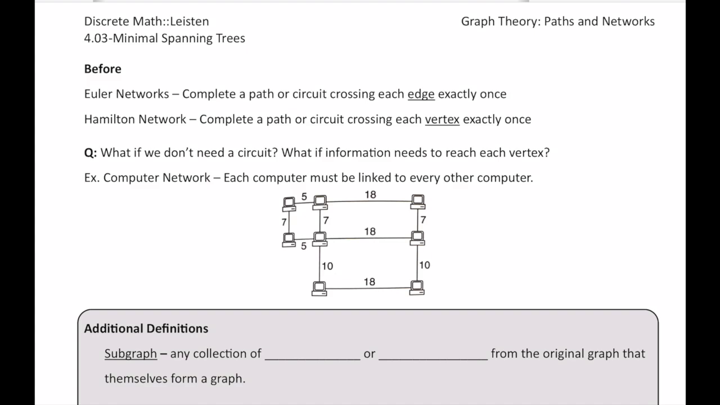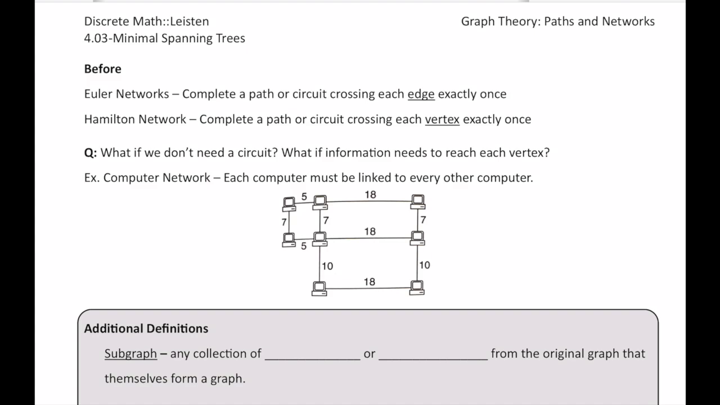First off, we started with Euler networks. An Euler network being an Euler path or an Euler circuit, we wanted to complete a path or a circuit around a graph crossing each edge exactly once. And remember that Euler gives me the edges. I wanted to cross every single edge exactly once. And we had Euler's theorem to determine whether or not our graph contained an Euler path, if there were exactly two odd vertices, an Euler circuit if there were all even vertices, or if neither an Euler path or circuit was possible, if there were more than two odd vertices.